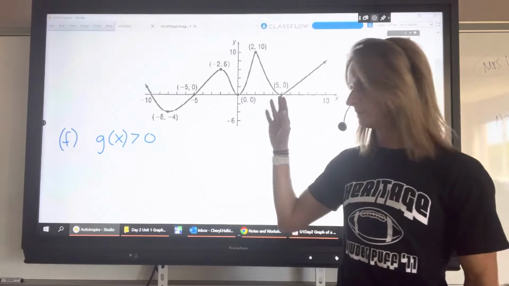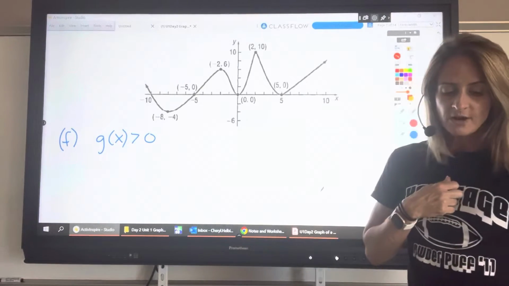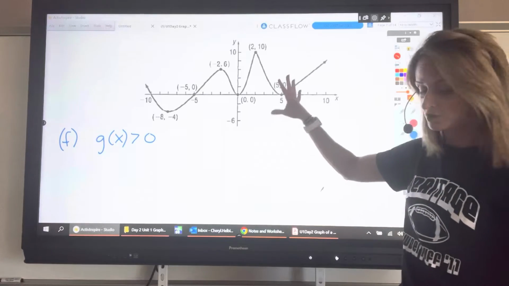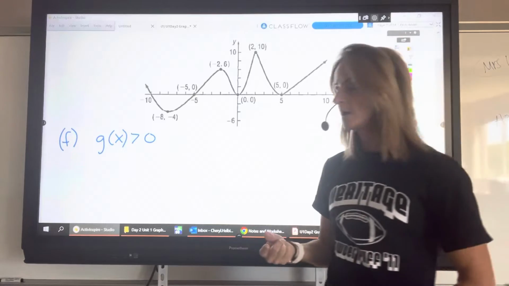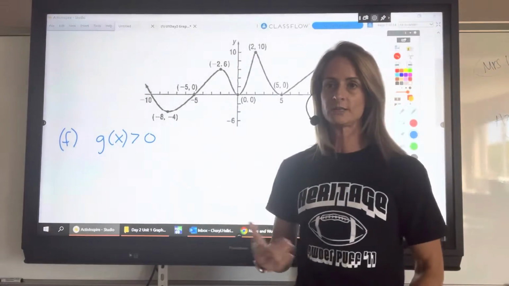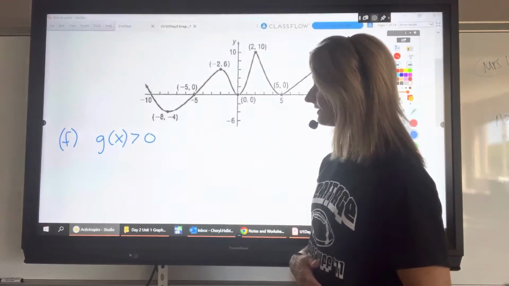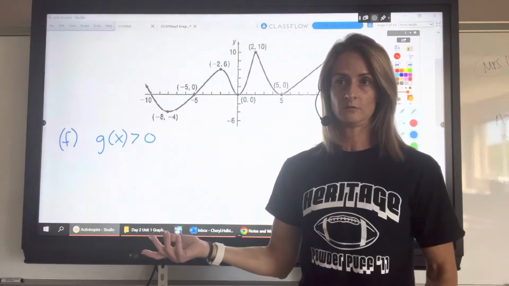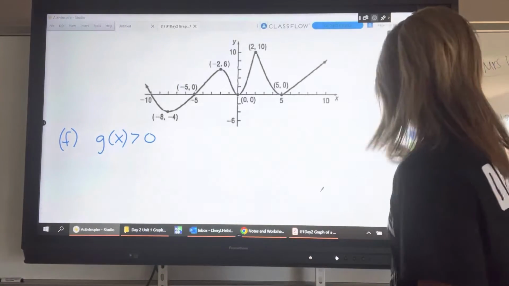Here's the graph, and there were a bunch of questions, and now we're on letter F, where it says, where is the graph of g of x greater than 0? So we're going to talk about what that means, and sometimes you might get a question that says, where is g of x less than 0? Or you might have a question that says, where is g of x greater than or equal to 0, or less than or equal to 0? And we kind of have to go through those. It's kind of a difficult concept.